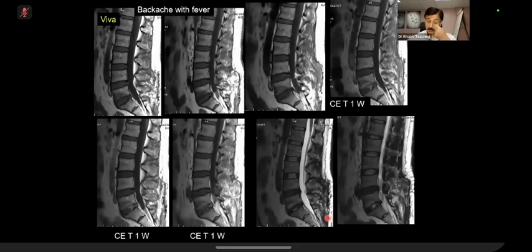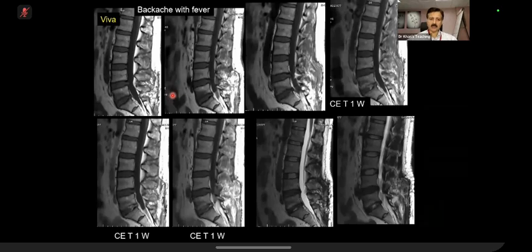Okay, now, this patient has got backache with fever. The clinicians are worried about infection. This is a T1 weighted sequence. The limitation is that I have not given you fat saturated pre and post, which it should have been done with. So the protocol is not perfect. Having said that, the finding can be picked up.